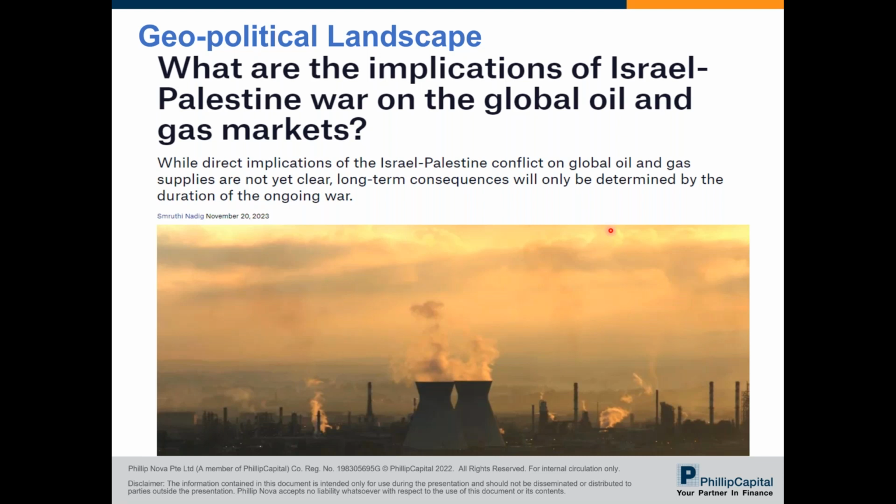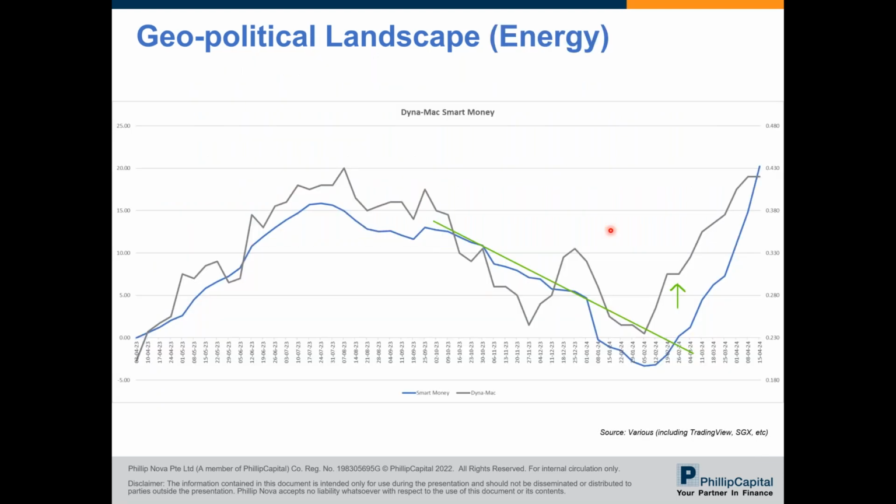We woke up to the news of this attack on Israel by Hamas, and subsequently this conflict exploded and has been ongoing until now. Being in that part of the world, it will definitely have some impact on the global oil and gas market. So as an investor, you may think there may be investment opportunities in the energy sector.